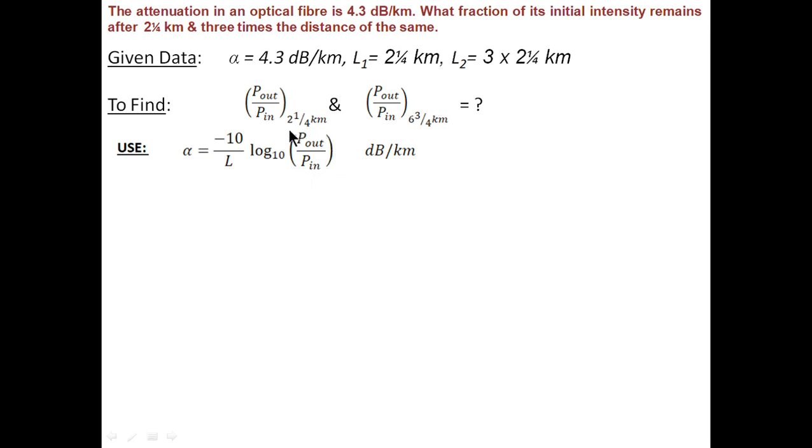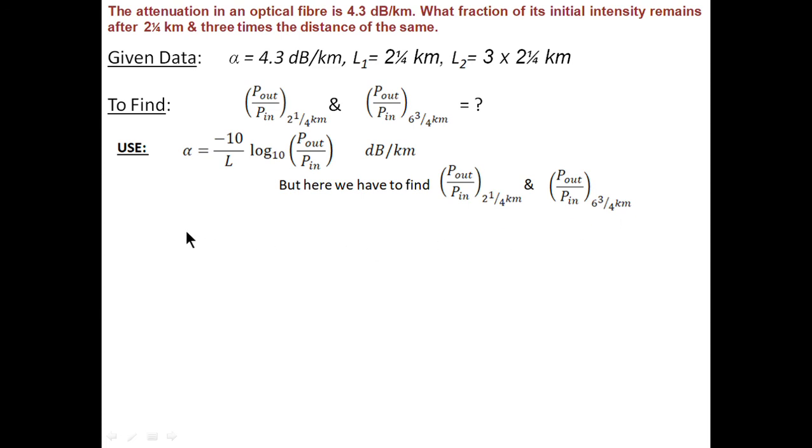But if you want to find P out by P input, it is already stuck inside this log function. You have to remove it out of this log function. For doing that, you have to take the inverse of this log to base 10 function. What is the inverse of log to base 10? So we have to find P output by P input for 2/4 kilometer and P output by P input for 6 3/4 kilometer.